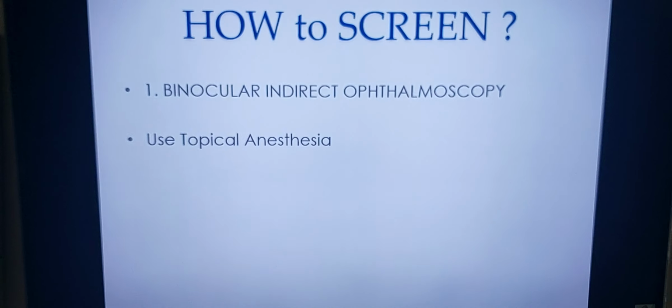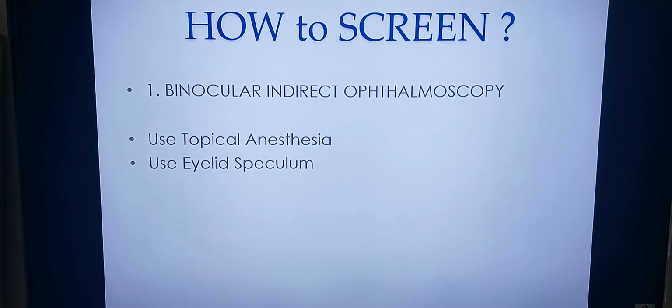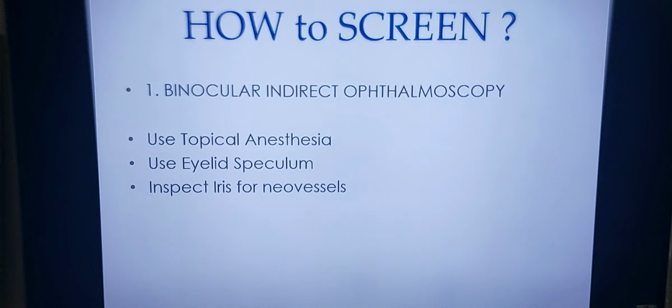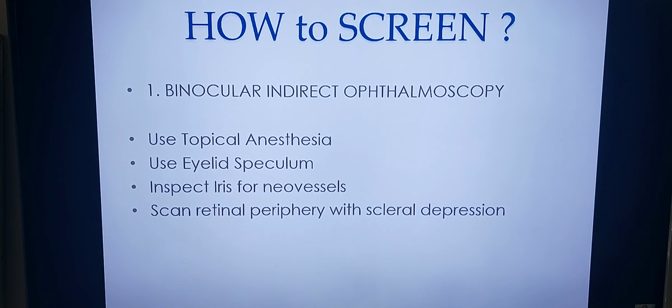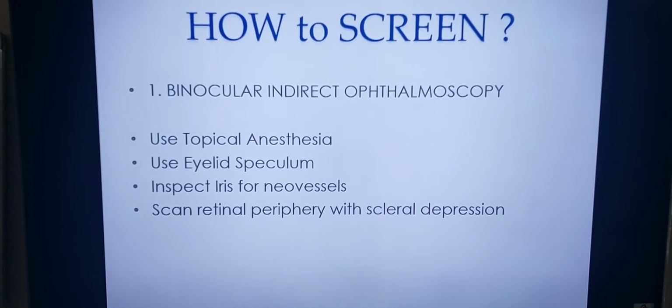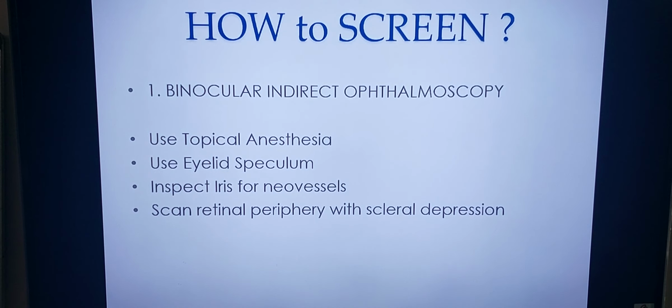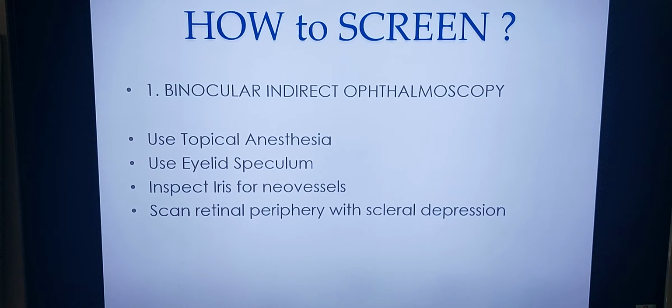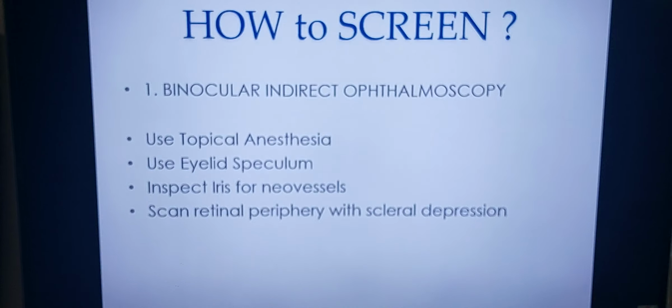The first method is binocular indirect ophthalmoscopy, the usual method that we use in this setup as well as in other pediatric setups. We use topical anesthesia. We use an eyelid speculum for a better view. Before proceeding to the posterior segment, we have to inspect the iris for any new vessels, because in the last stages of ROP, anterior segment signs can also present. And then we have to scan the retinal periphery with scleral depression. What we have to see in that screening, I will be discussing in detail when we come to the staging of ROP.